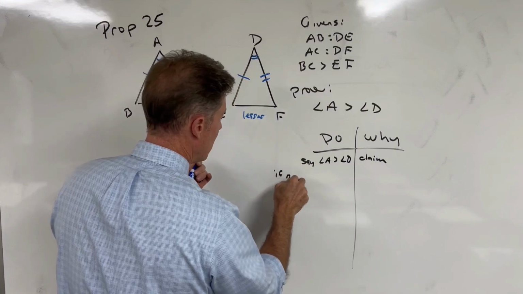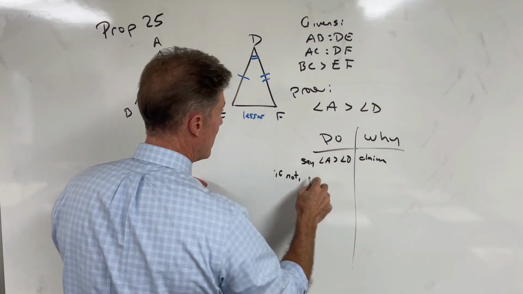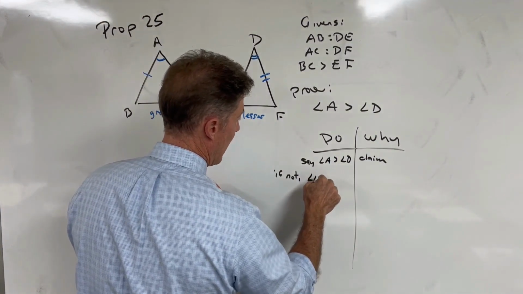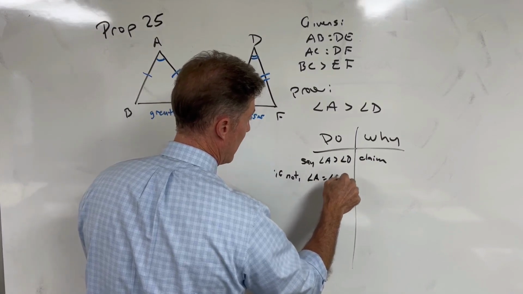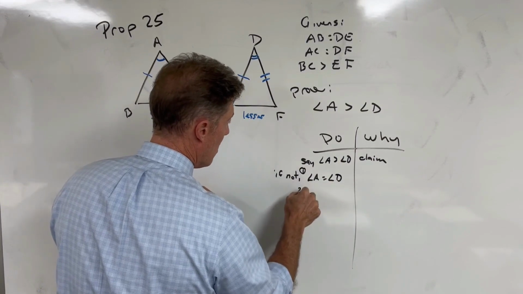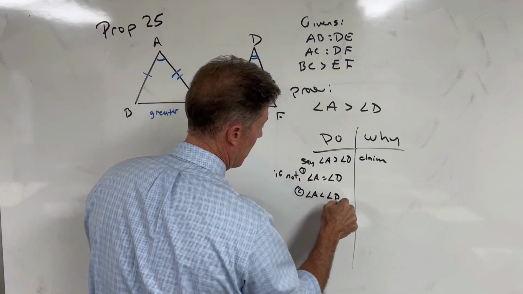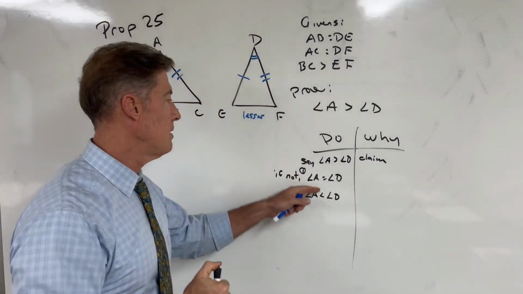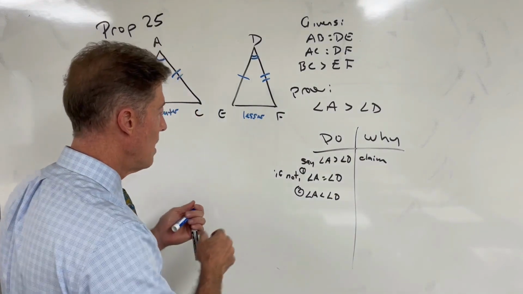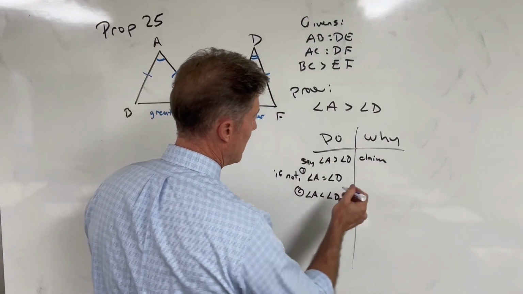And if not, so this is again another proof by contradiction. If it's not greater, then there's only two possibilities. That angle A is equal to angle D, or angle A is less than angle D. And if we can prove that both of those possibilities lead to contradictions, then my original assertion must hold. Well, why can't angle A be equal to angle D?